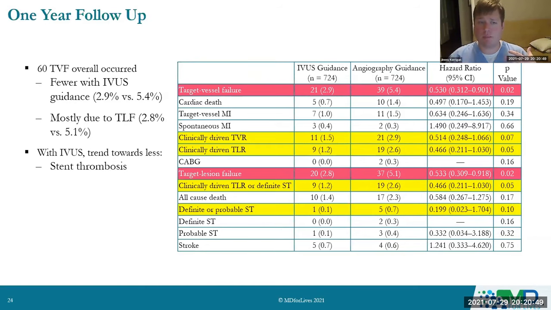So again, the same color scheme, red is significant, yellow is trending that way. Not to say that trending predicts anything, but I pointed it out.